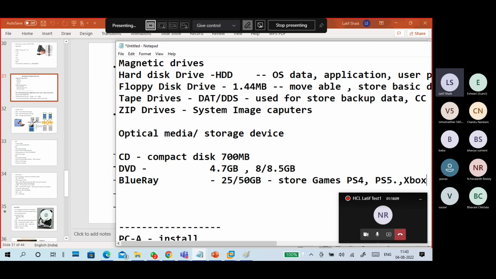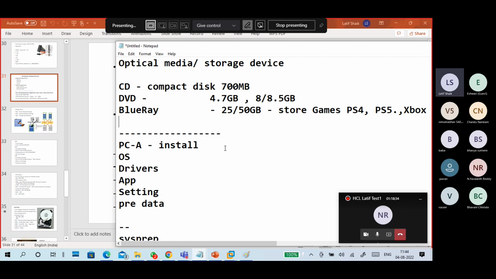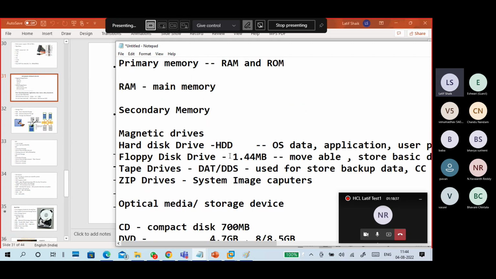Anyway, in recent computers from the last 4-5 years, they removed the CD-ROM from the PC. They removed CD, DVD kind of stuff, so we are not using anything. But if you want a DVD writer, we can buy a USB-based DVD writer. So these are the storage devices, guys.